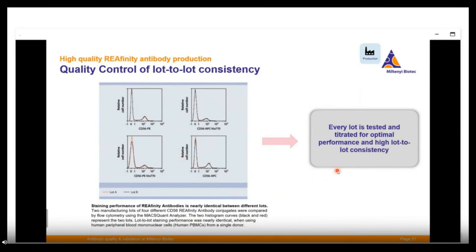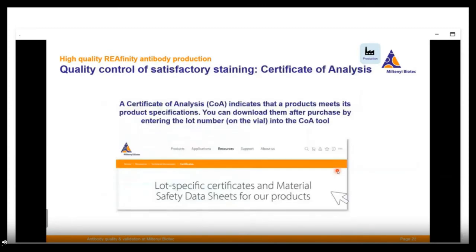And as I mentioned, every lot is tested and titrated for optimal performance, and thereby we ensure high lot-to-lot consistency, as well as reduce your effort to perform a titration experiment every time for every lot of antibody. As mentioned earlier, you can also easily access our additional documentation, such as the certificate of analysis for the respective product lot after purchase, and you can easily download it directly from our COA tool on the website.